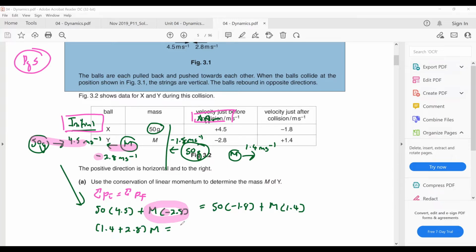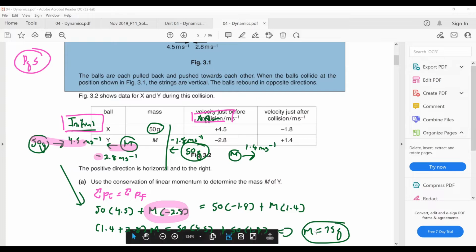Then after that you get 50 times 4.5 plus 50 times 1.8. Eventually your mass would be 1.4 plus 2.8. Sorry, it's 4.5 times 50 plus 50 times 1.8, divided by 1.4 plus 2.8. Then you'll get the answer as 75 grams.